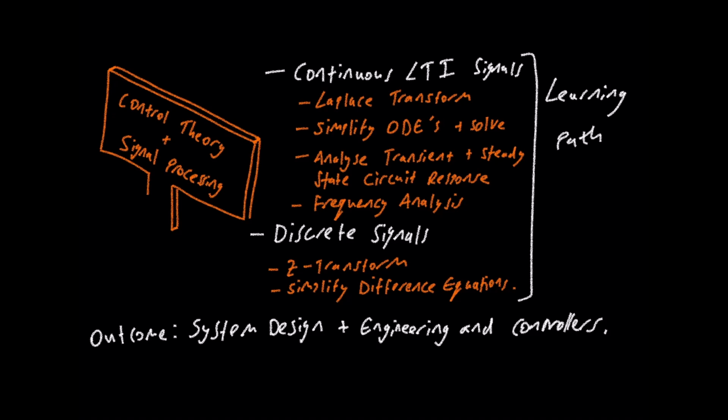In a similar way, the Z-transform can be used to analyze discrete signals, where it is difference equations that need simplifying. The main outcome of this is in system design and engineering, and for use in controllers that might be used to optimize circuit behaviors. This could take the form of having a remote control car where the controller slows down the car at an optimal rate so it gets to its destination as fast as possible, but doesn't overshoot.